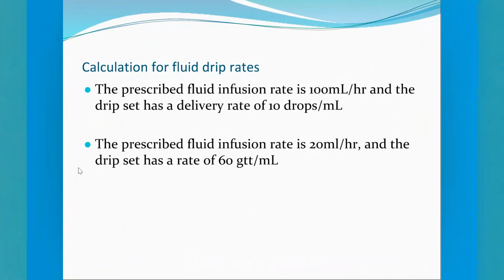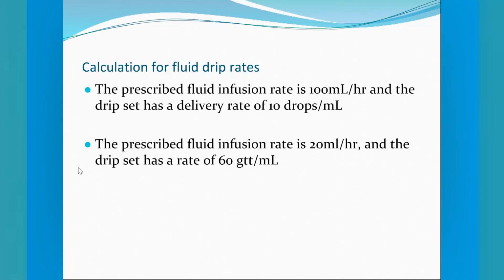So the prescribed fluid infusion rate is 100 mils per hour, and the drip set has a delivery rate of 10 drops per mil, okay? So I'm introducing this right now in baby steps, okay? Soon I will be introducing this with an animal with pounds. You're gonna decide what drip set you're gonna be giving, and all of that. But I'm just gonna baby step introduce this, okay?